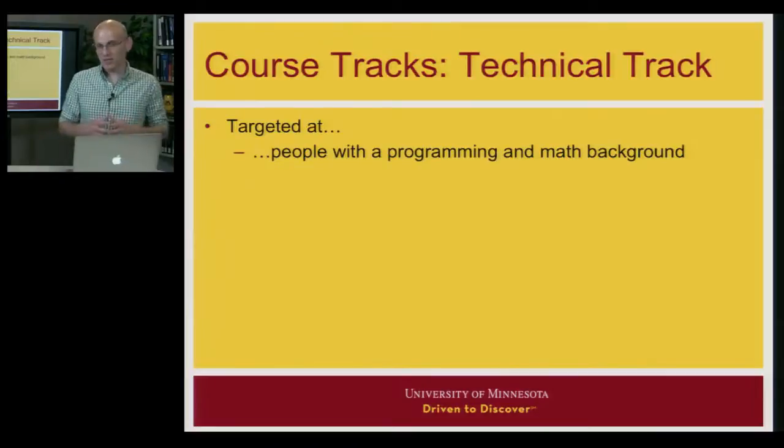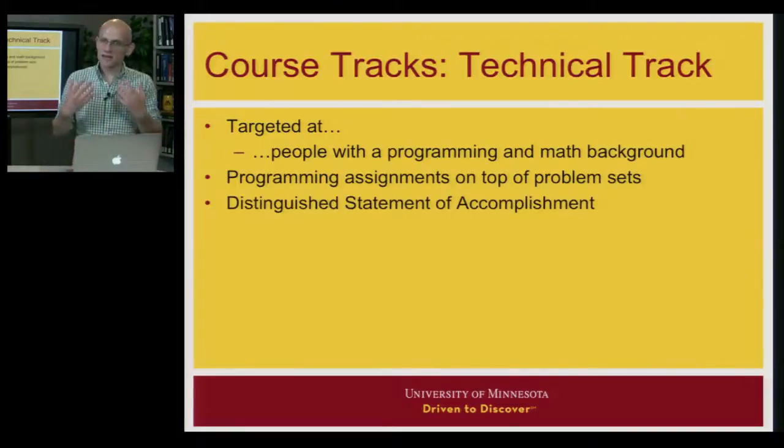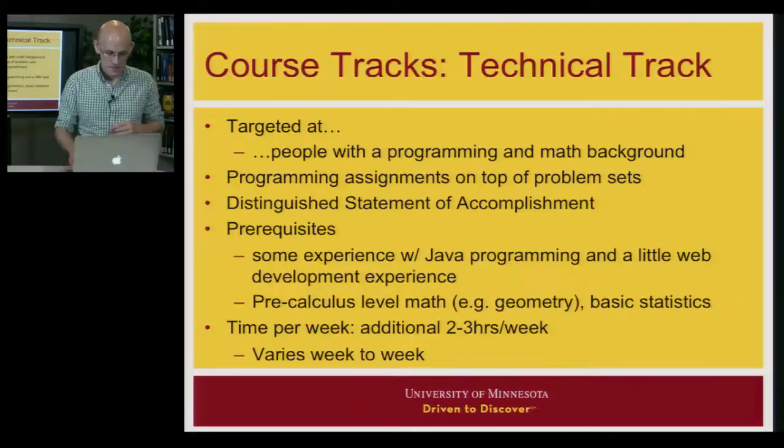This is targeted at people with a programming and a math background. You don't have to be a PhD computer scientist, but we do expect a little bit of programming and math experience. You'll have programming assignments on top of your problem sets. We'll give you a distinguished statement of accomplishment, and we do have some prerequisites here, and that is we want you to have some experience with Java. Most of the assignments will be in Java, and a little web development experience as well. And you'll need to have some roughly pre-calculus level math as well as some basic statistics.